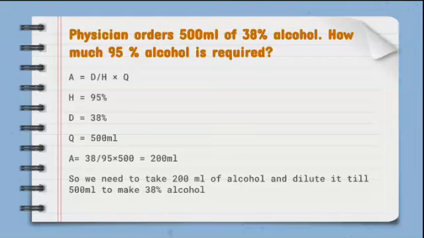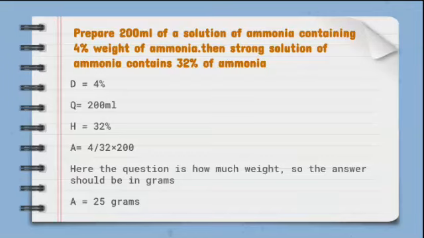So 200 ml of 95% alcohol you will take, and you will dilute it with 300 ml of water, so that you will get 500 ml of 38% alcohol. Remember it? So you have to write it like this: we need to take 200 ml of alcohol and dilute it to 500 ml with water to make 38% alcohol. We'll see one more sum here.